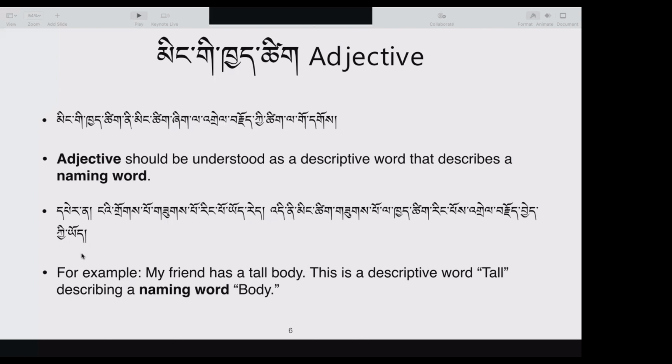For example, my friend has a tall body. So when we say, my friend has a tall body, this is a descriptive word, tall, describing a naming word, body. So here, the naming word body is being described by the descriptive word tall. And so it becomes mingi ketsik.